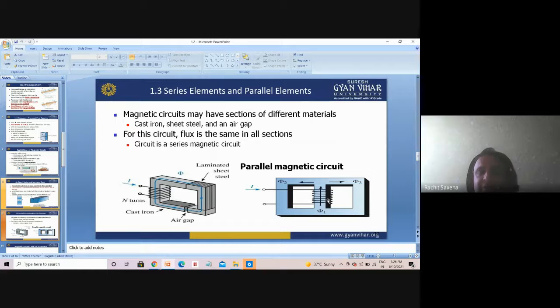Now come to this point, that is series. We can say series element, or series magnetic field and parallel magnetic field elements, which I am using here for the magnetic circuit or coupling circuit. A magnetic circuit may have sections of different materials: cast iron, steel, sheet steel, and air gap. As I told you earlier, if you want to make a magnetic core, we need a core made up of ferromagnetic material: cast iron, cobalt, nickel, alloy.